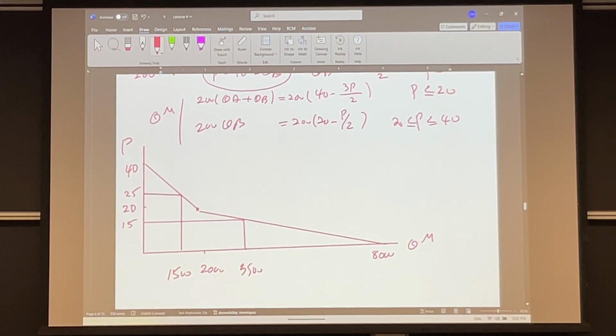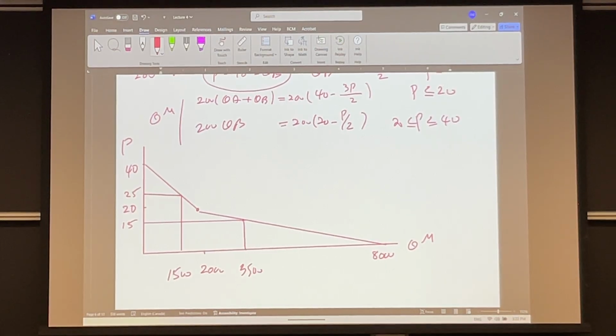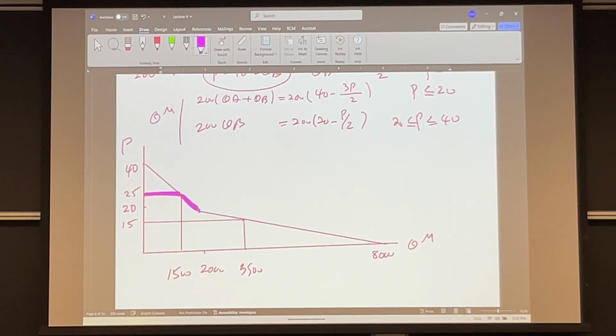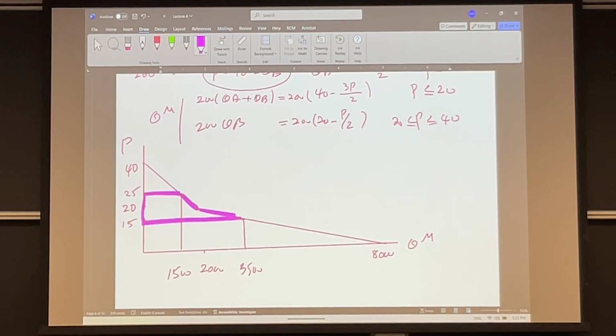So the question says, find the change in the surplus when the price goes from 15 to 25. Graphically, the change in the surplus is this area. The question asks you to calculate that area. That's the change in the surplus, right? When the price goes up. Okay? Again, you can try to find that area.